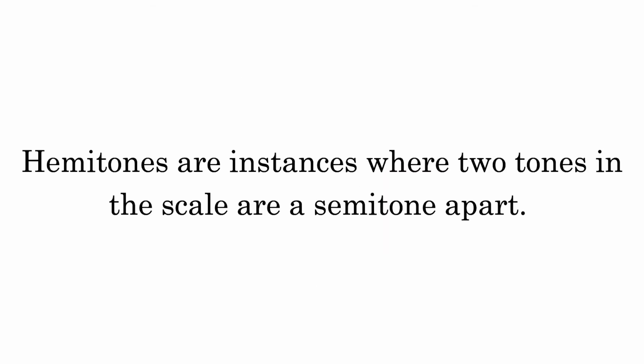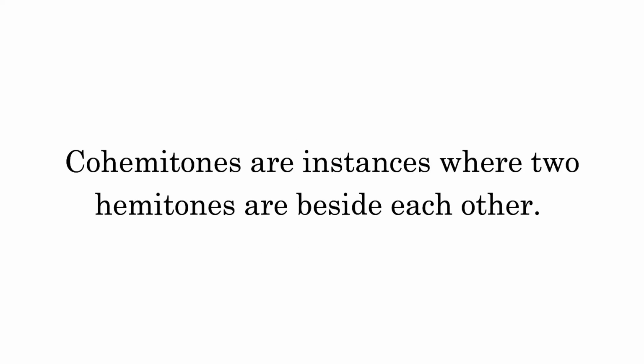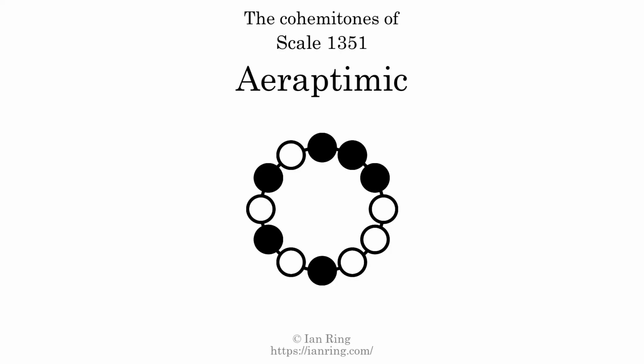Hematones are instances where 2 tones in the scale are a semitone apart. This scale has 2 hematones. They are at positions here and here. Cohematones are instances where 2 hematones are beside each other. This scale has 1 cohematone.